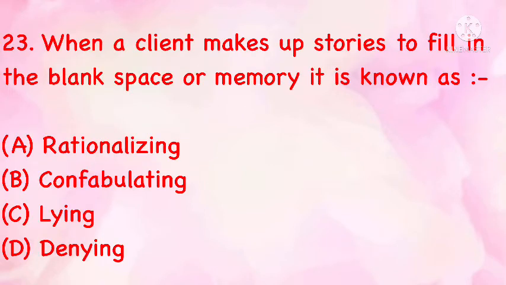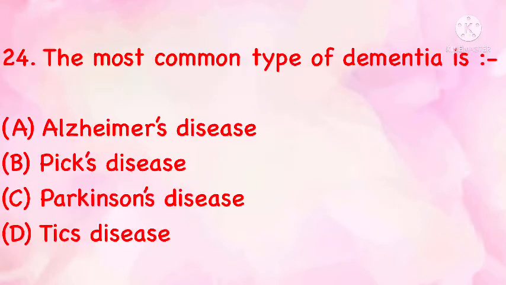Photophobia. When a client makes up stories to fill in the blank space or memory, it is known as rationalizing, confabulating, lying, denying. The correct answer is B. Confabulating. The most common type of dementia is Alzheimer's disease, Pick's disease, Parkinson's disease, Tick's disease. The correct answer is A.